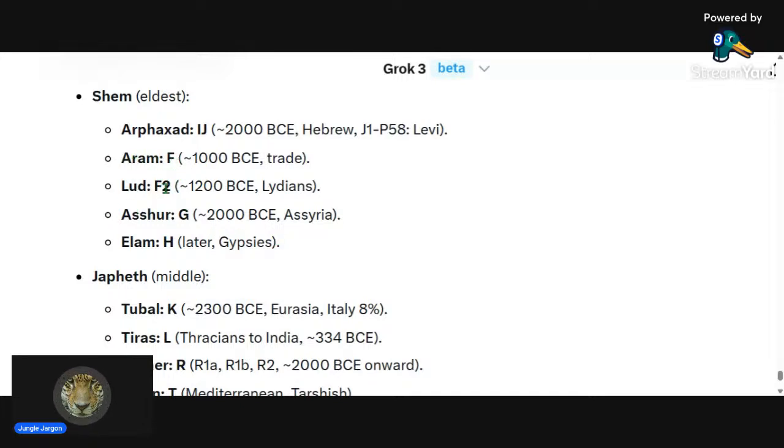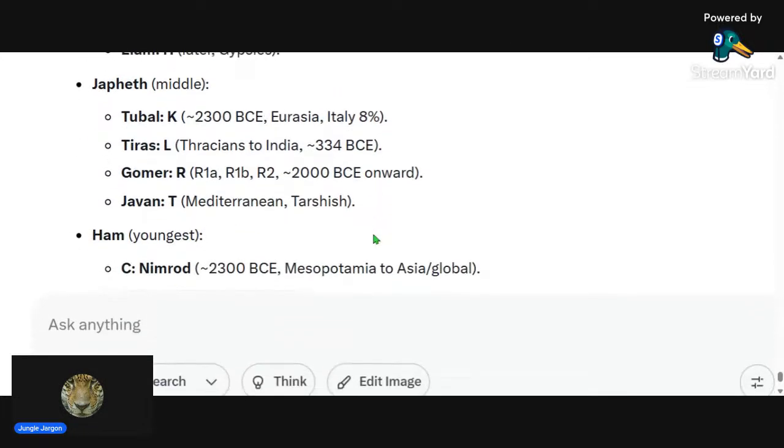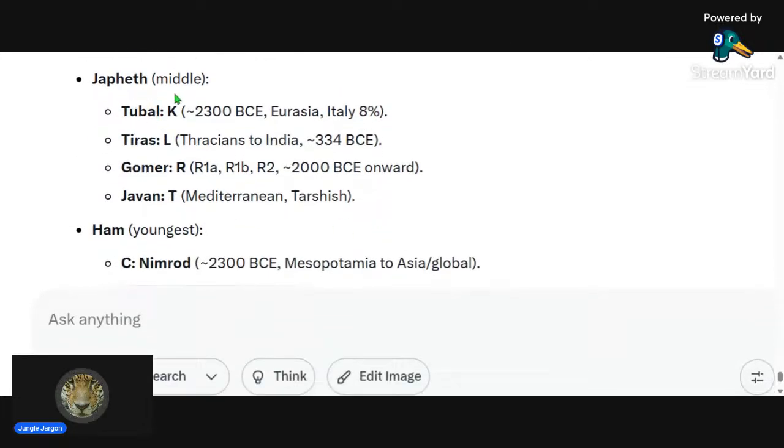F is 2 lineages, so it has to be Aram and Lud. Asher is G of Assyria. Japheth with Tubal, Tiraz, Gomer, and Javan. What happened to Madai? Meshach and Tubal, Meshach and Gog. What happened to them?